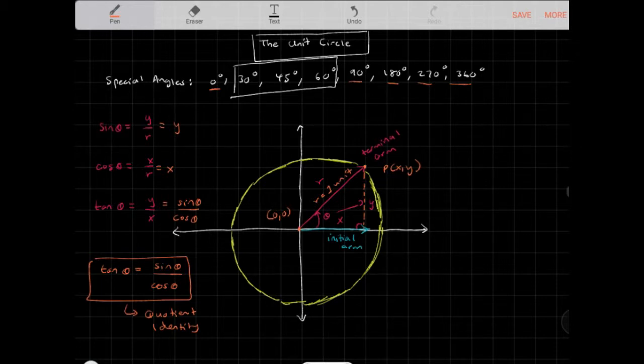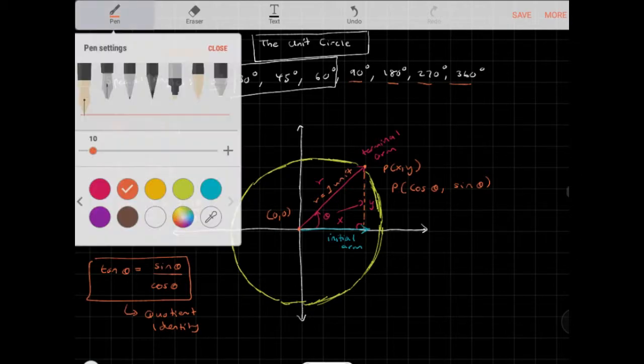So using that notion, because sine theta is y and cosine theta is x, points can also be expressed as cos theta and sine theta. So we can look at a position of the terminal arm by looking at the degree of rotation of its angle. Okay? Now, a few things to note here.